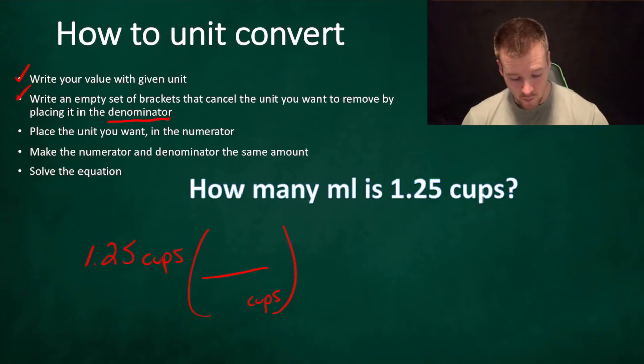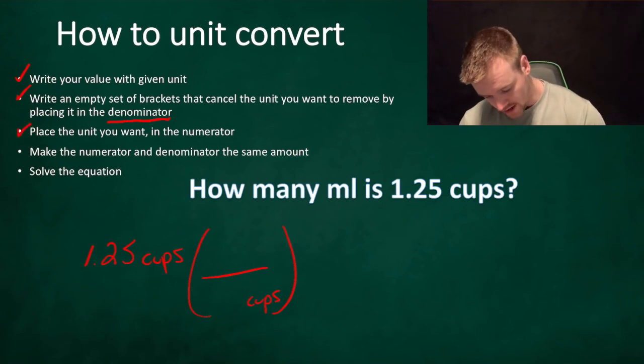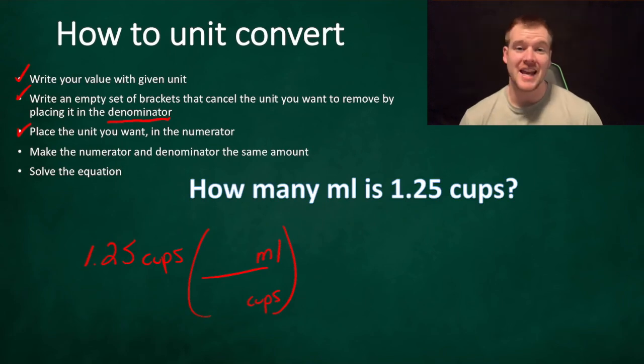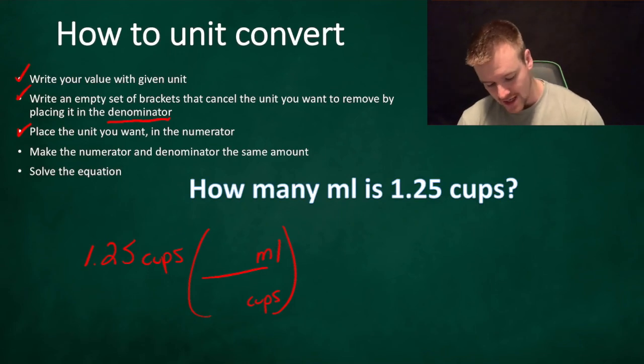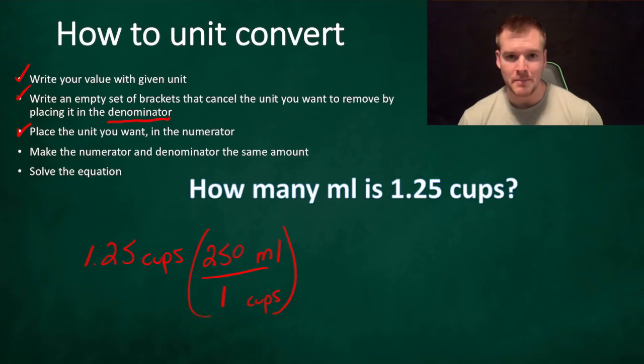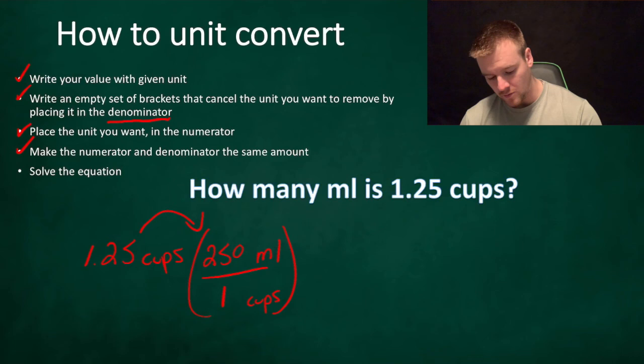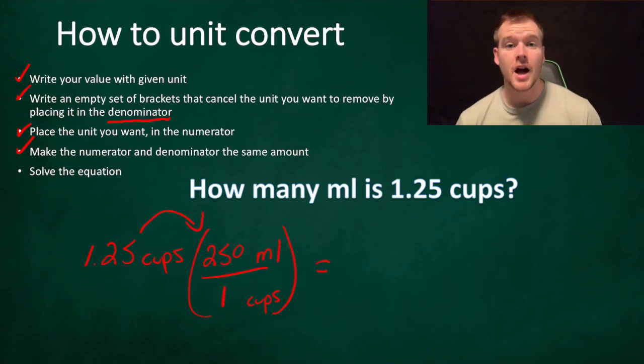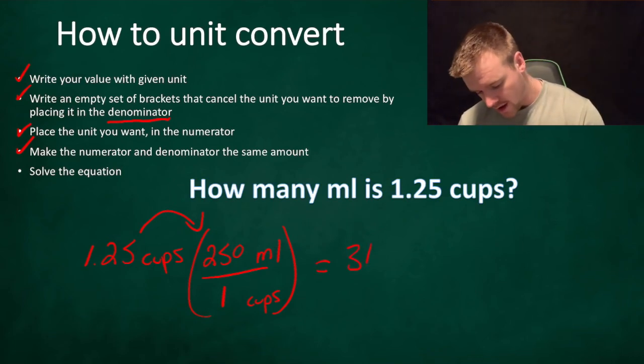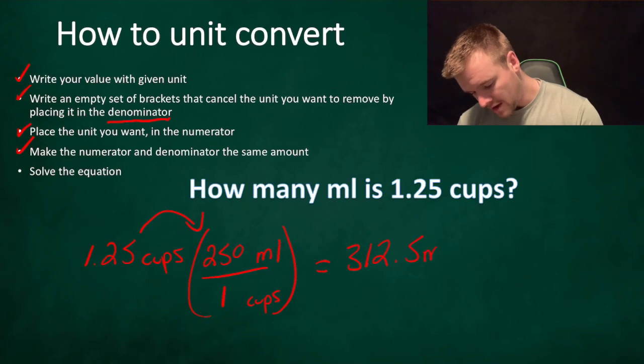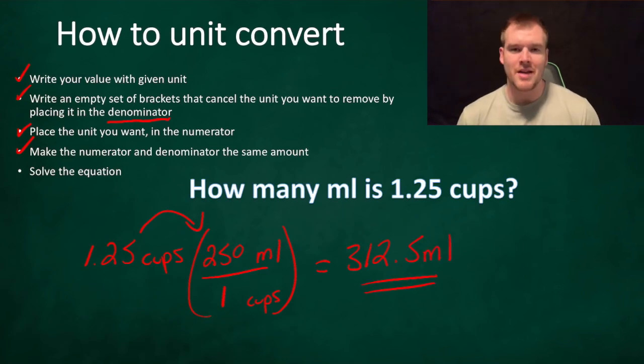Next, I'm going to place what I want in the numerator. I want it to be in milliliters. And now that tricky one, you might have to look this up maybe on Google sometimes, what are equal to each other. But we know that there is 250 milliliters in 1 cup. So that makes that equal to 1. Now we just solve 1.25 times 250, and we'll get our answer of 312.5 milliliters.